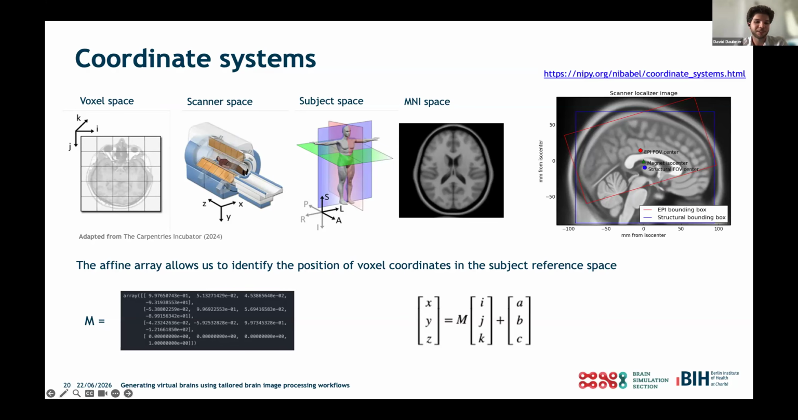There is one more space that we should care about, and that is some sort of normalized space, because when we do group analysis, different participants have brains of different sizes and shapes. So to compare them, we also need to project them to a common reference space. And the most common of these normalized spaces is the Montreal Neurological Institute MNI space, which was basically produced by averaging a large amount of individual brain images. Next slide, please.